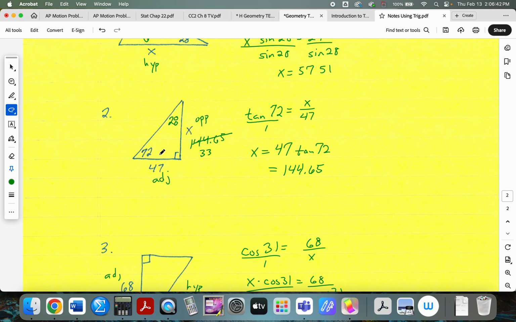Remember, the biggest side is across from the biggest angle, and the smallest side is across from the smallest angle. Here's the smallest angle. If I got that this was 33, 47 wouldn't be the smallest side. The smallest side and the smallest angle have to be across from each other. And if I got this is 47 and that's 33, I know that 33 can't be right. Okay? So you can spend literally a couple of seconds on each problem going, is that a reasonable answer or not?